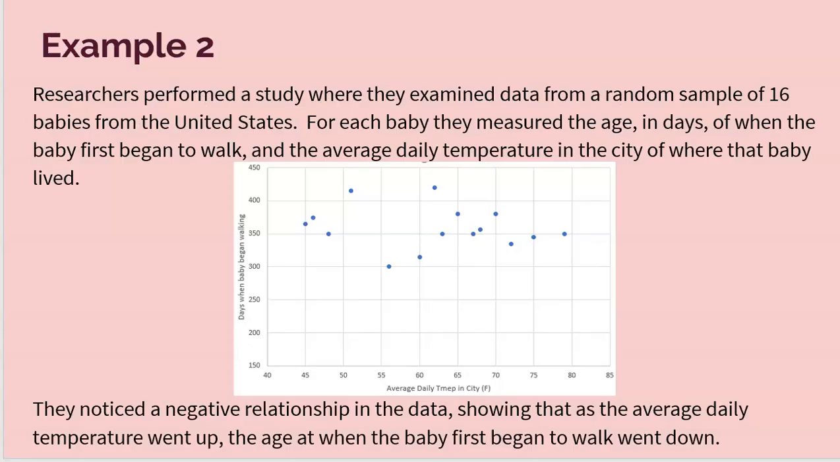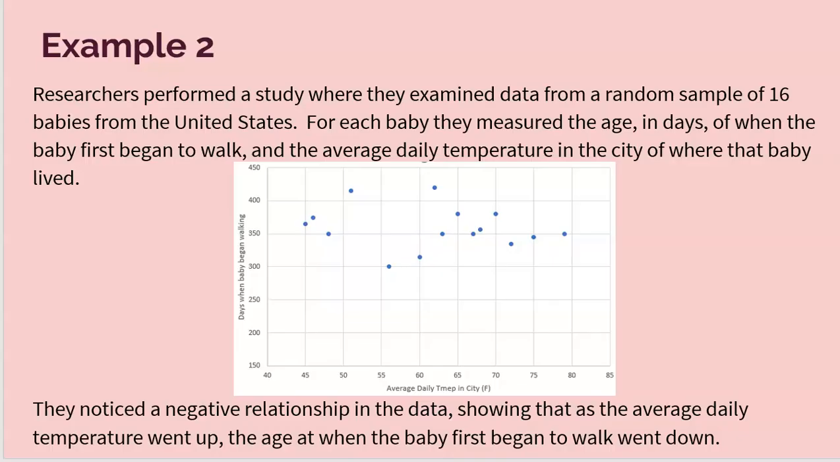All right, let's look at example 2 real quick here. So researchers performed a study where they examined data from a random sample of 16 babies from the United States. Same example we saw in the previous video that we were setting this up. So we looked at the average daily temperature in the city that the baby lived and the number of days it took that baby to learn to walk. Now we do see a slight, not extremely strong, but a slight negative relationship showing that as the average daily temperature in a city goes up, the time it takes for a baby to learn to walk does go down.